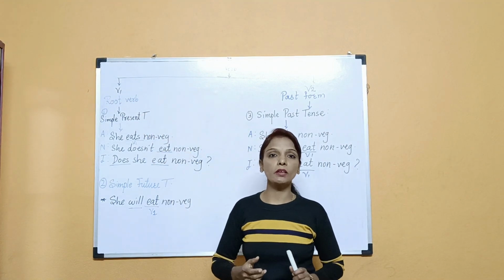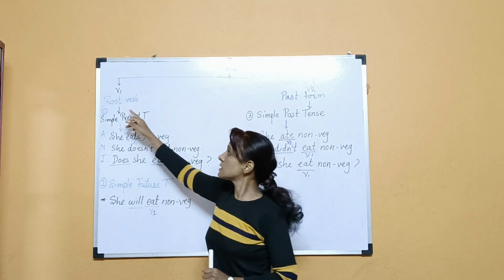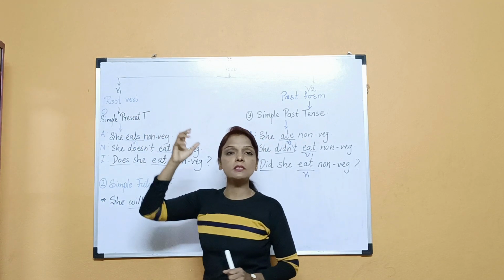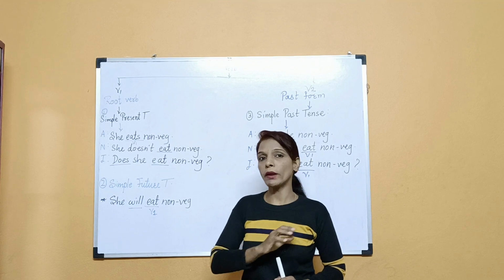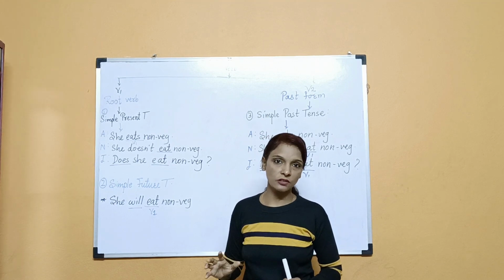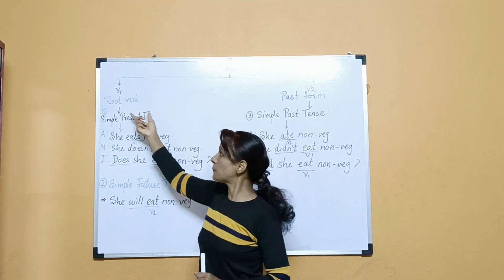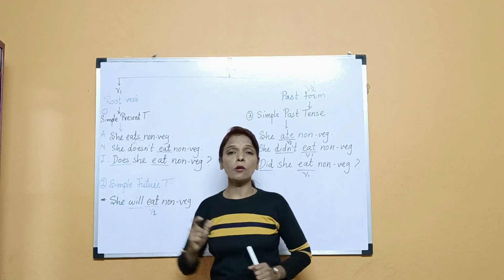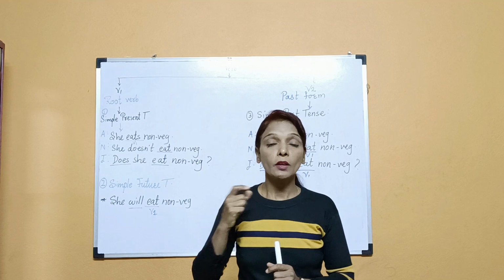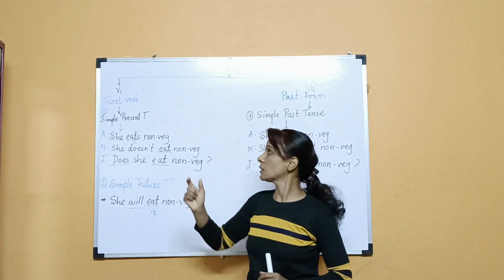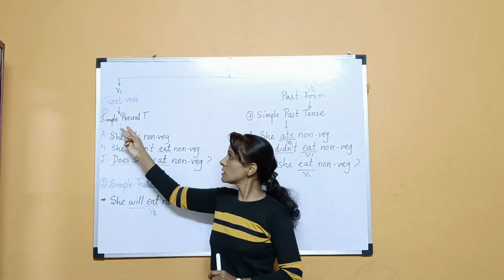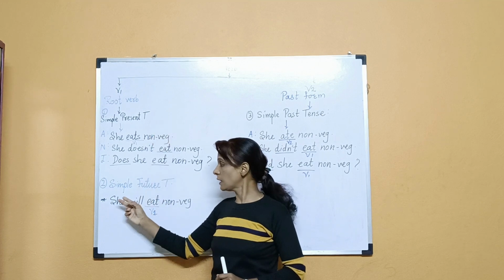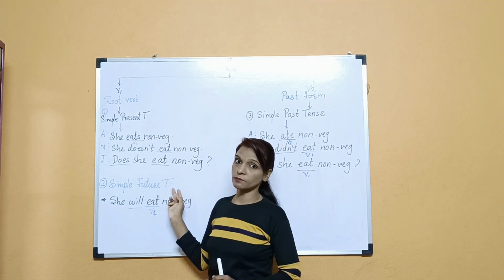So what is meant by V1? V1 is a root verb, that means the main verb where we are not adding ed or ing. That is a simple verb, that is called root form. Now, where do we use that? Root form we are using for two tenses: simple present tense and simple future tense.